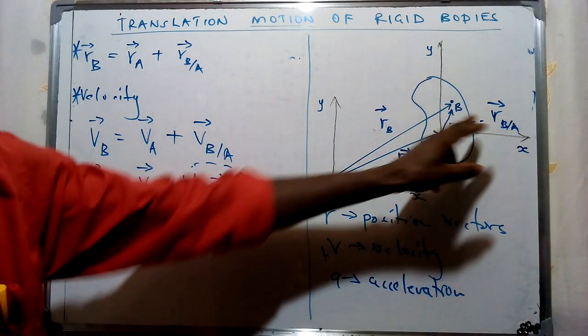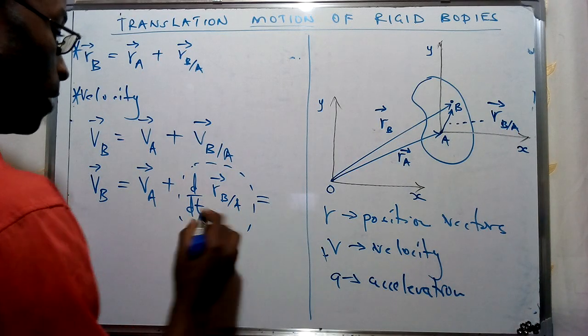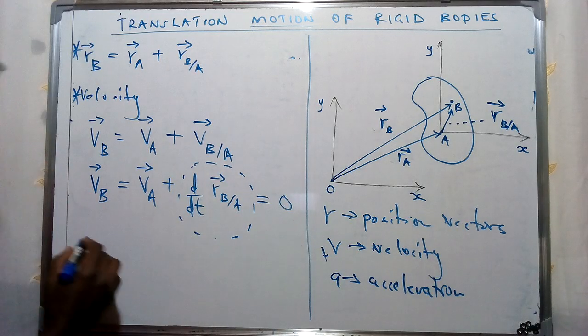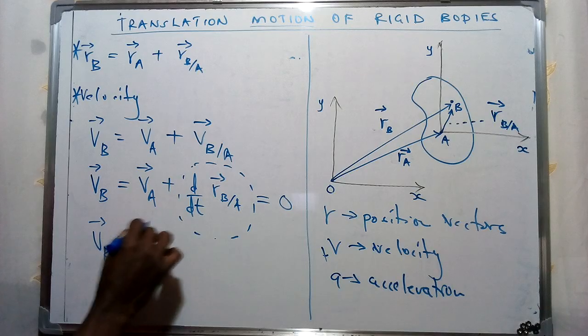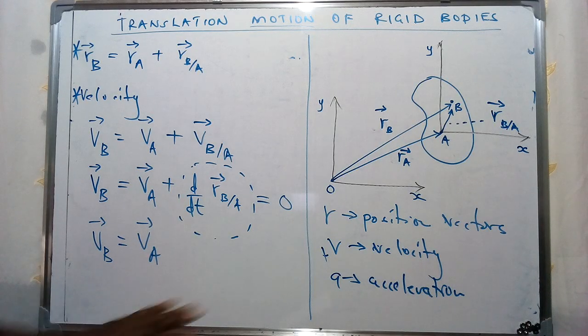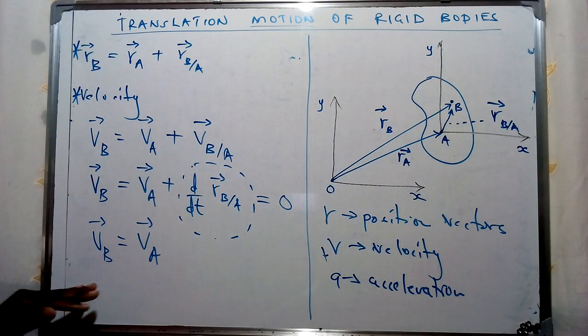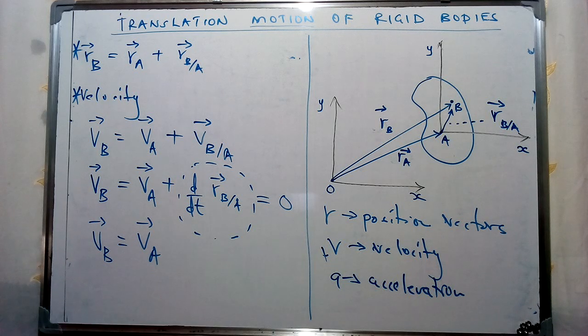So in this case, we're going to expect R_B/A to be a constant, and therefore the derivative with respect to time of this specific position vector is going to give us 0. So this one will have an implication of V_B equivalent to V_A, giving the impression that the velocity components of all the particles, if we consider A to be a particle and B to be a particle, in a rigid body are going to be moving with the same velocity component as we have given. So this will have the same implication for acceleration.